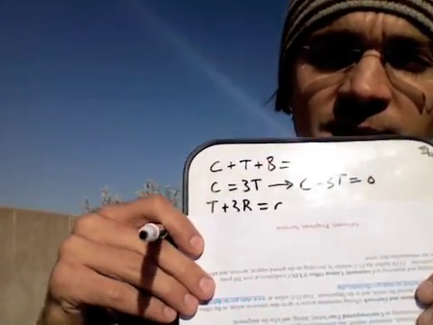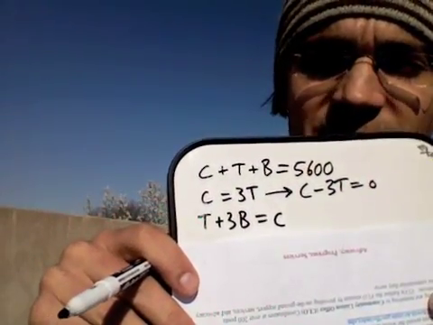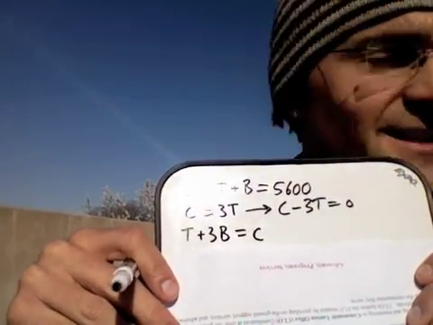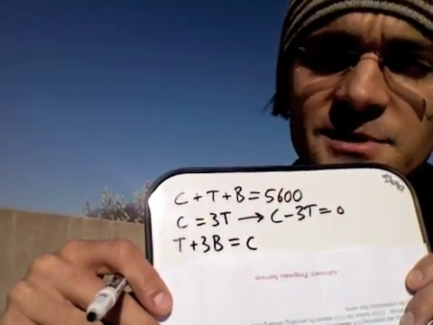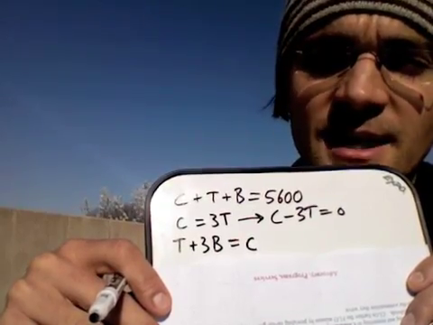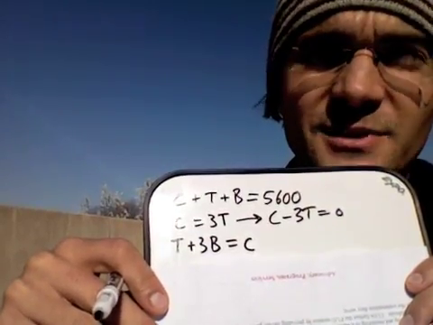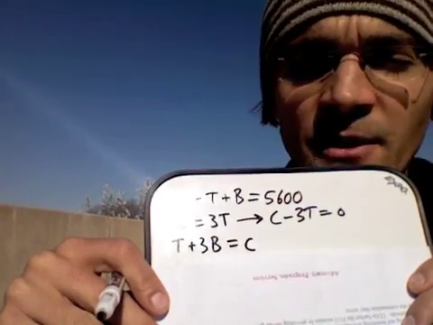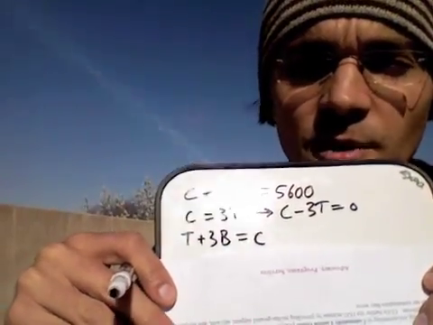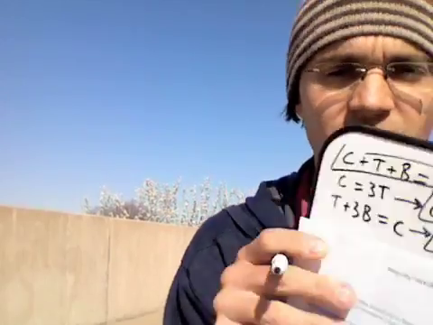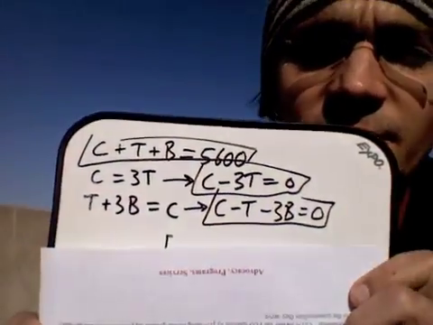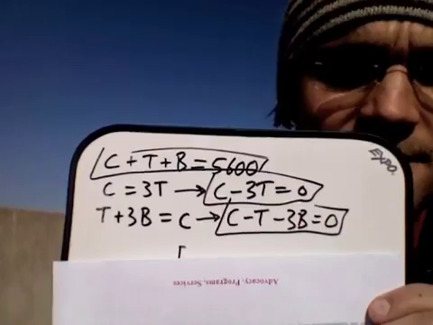And then the last one, the number of trucks plus 3 times the number of buses is equal to the number of cars. Okay, that's how that would look directly from what I said. But again, we should rearrange it so that everything's on the same side. I'm going to choose to put everything on the side with the C, to leave the C positive. You could put everything on the other side. That would also work. So I get C minus T minus 3B equals 0. And I have 3 equations. I've translated the English into the math.